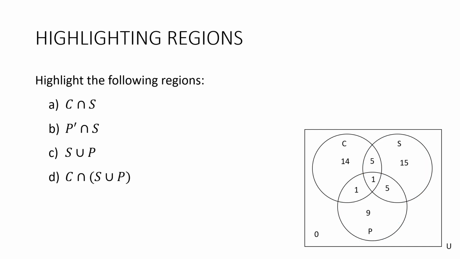And here's a tricky one to finish. Now we've already done this, S union P. Remember that was this part. We want to intersection it with C. So it's got to be common with C. So it's this part here.